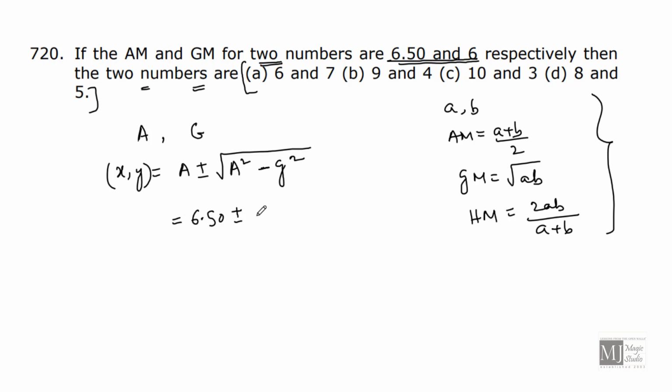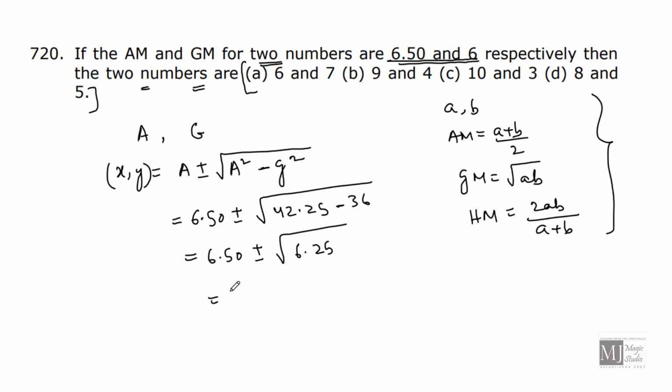6.50 plus minus root over 6.50 square, which is 42.25, minus G square, which is 36. That is 6.50 plus minus root 6.25. 6.25 is 2.5 square, so that would be 6.50 plus minus 2.50. 6.50 plus 2.50 will give 9 and 6.50 minus 2.50 will give 4. So the two values are 9 and 4, option B.